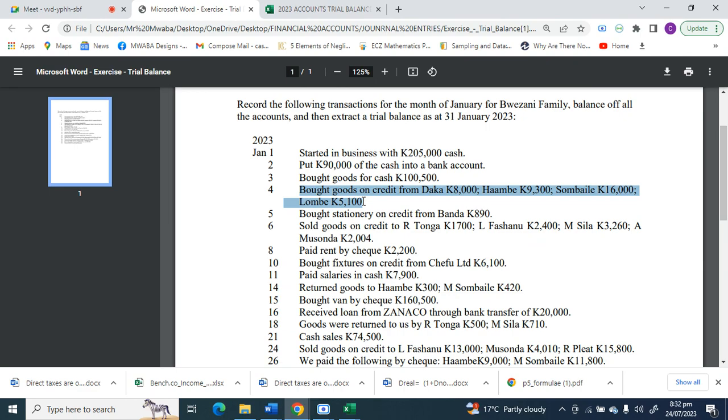Bought goods on credit from Dhaka 8,000, Hambe 9,300, Sombaile 16,000, Lombe 5,100.